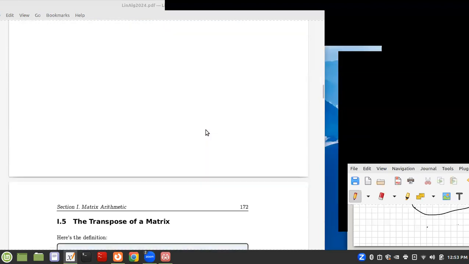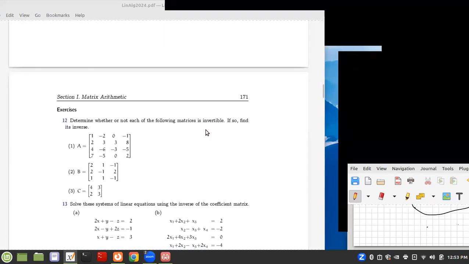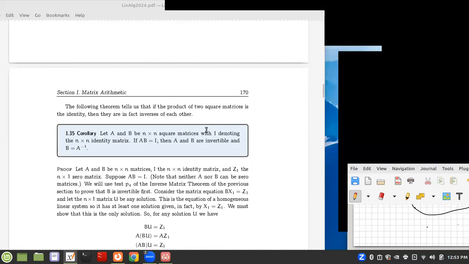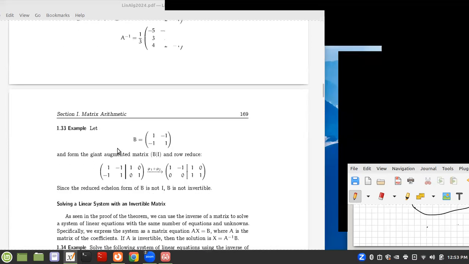Not part of the transpose. Then, yeah, here's the, let me see. Not that one.